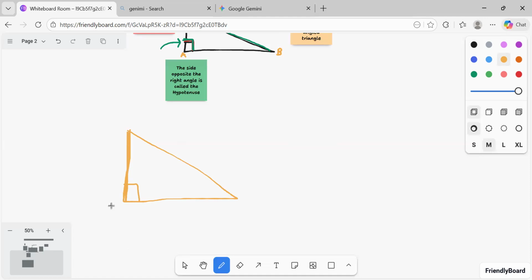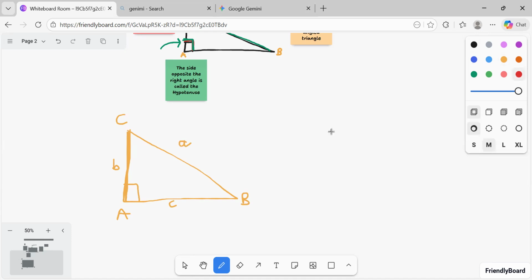So this is a right-angled triangle, as you can see. Let's just call it triangle ABC. Then I'm going to name this side C here, this side B because it's opposite to the angle B, and this side I'm going to name A because it is opposite to the right angle A. Now I want you to pay attention to what I'm going to say here.